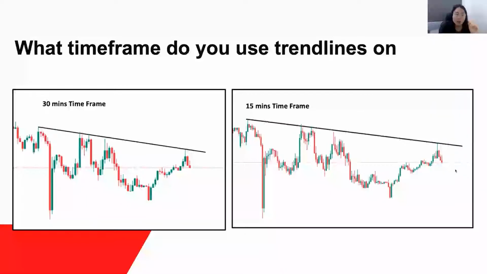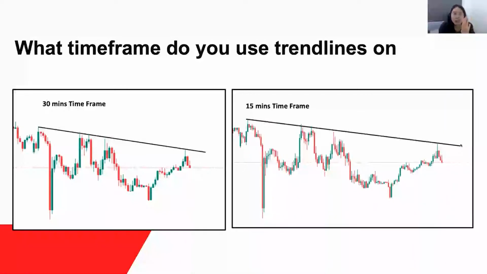So trend line is a very simple topic, but there are rules to every technical analysis. There's always rules, like how can you use something. So these are the rules you need to remember. It needs to be drawn in the correct direction.